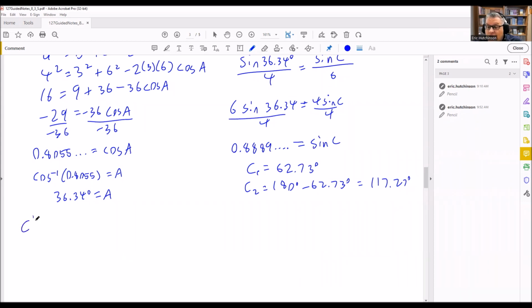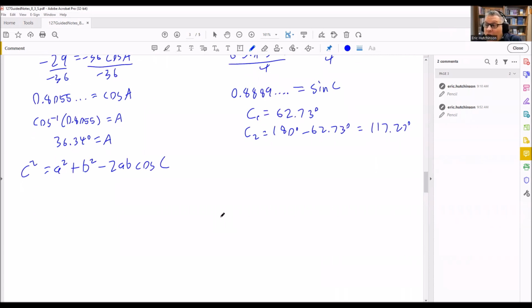Now, if you're going to use the law of cosines, that means we have to use specifically this formula, c squared equals a squared plus b squared, and then we're going to do minus 2ab cosine c. And I'm going to solve this and show you that you're going to get exactly the same result. In fact, we're going to get the 117 angle directly and avoid this confusion of wondering which one of these is the correct angle.